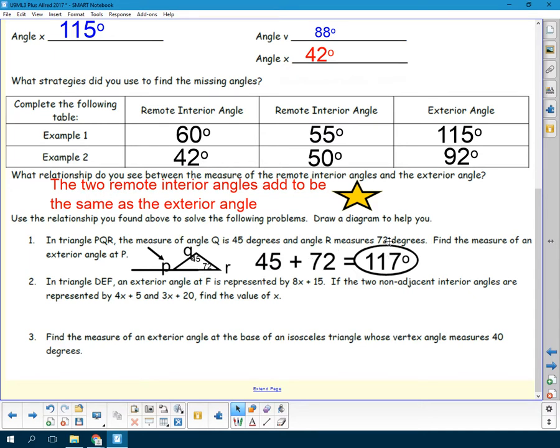If you still don't trust yourself, take 117 and subtract it from 180. That would tell you the other interior angle of the triangle would be 63. And the only way to get from 63 to the other angle would be to subtract it from 180, making it 117. The two remote interior angles of a triangle have to add up to be the same as the exterior angle. You're going to work on number 2 and number 3 on your own.